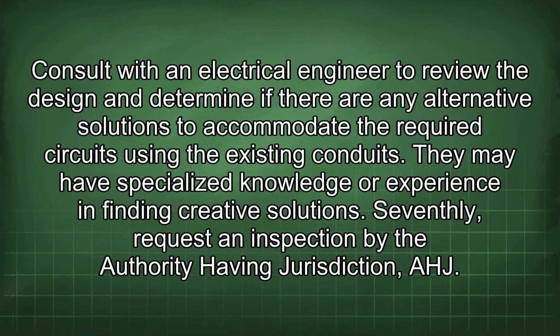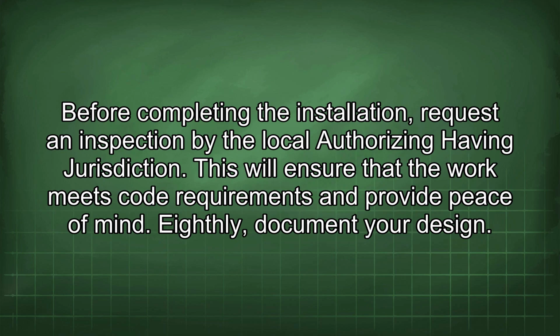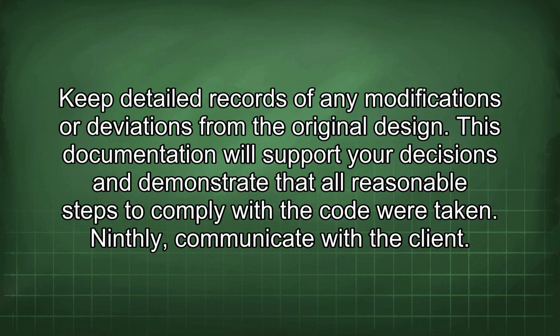Seventhly, request an inspection by the authority having jurisdiction (AHJ). Before completing the installation, request an inspection by the local authority having jurisdiction. This will ensure that the work meets code requirements and provide peace of mind. Eighthly, document your design. Keep detailed records of any modifications or deviations from the original design. This documentation will support your decisions and demonstrate that all reasonable steps to comply with the code were taken.